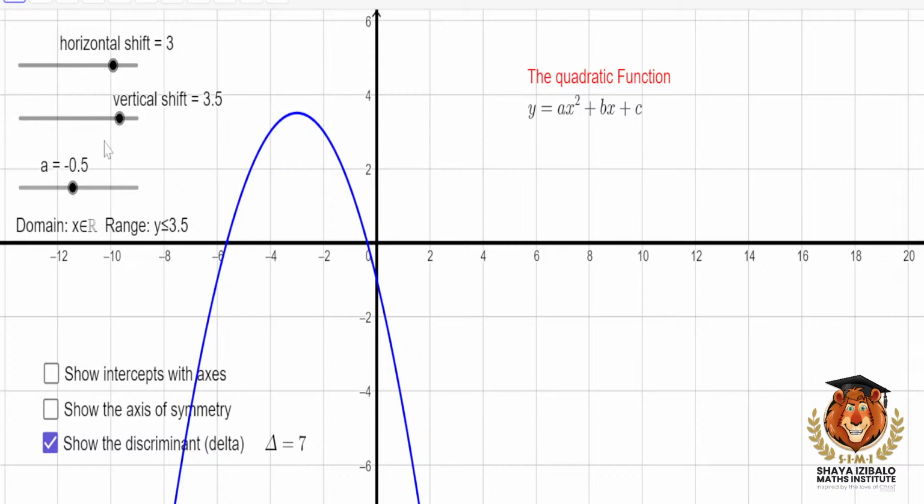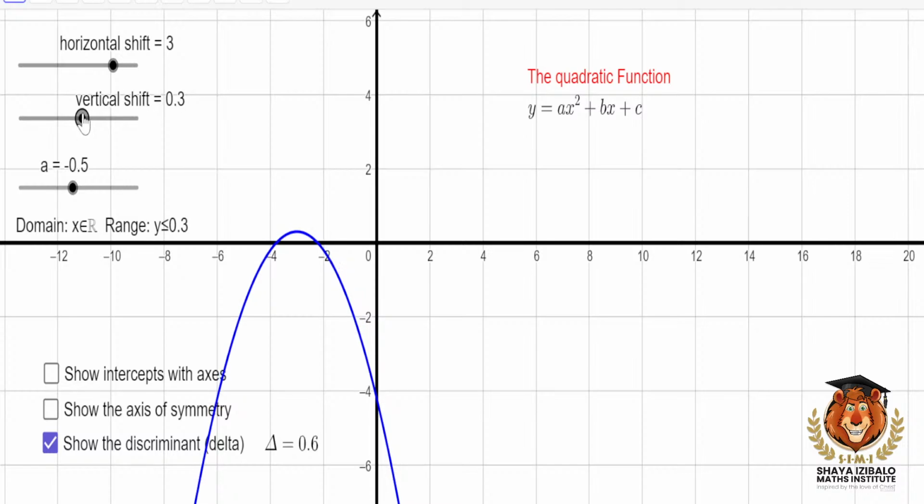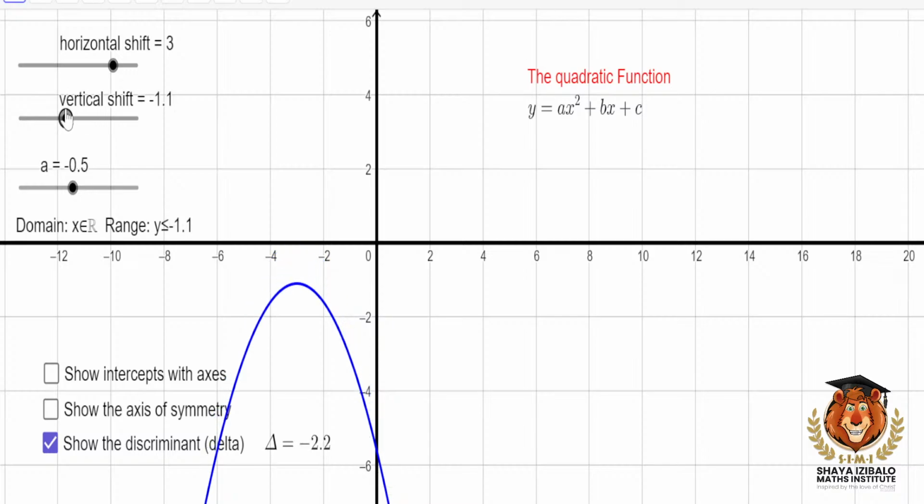I want you to watch what happens if I drop this graph down slightly. If I drop it down just the requisite amount, I might get delta equals 0. Because remember, when delta equals 0, I get equal roots. If I drop it down a little bit more, you'll see delta goes negative.